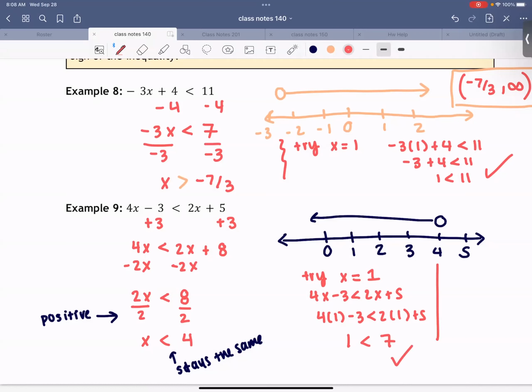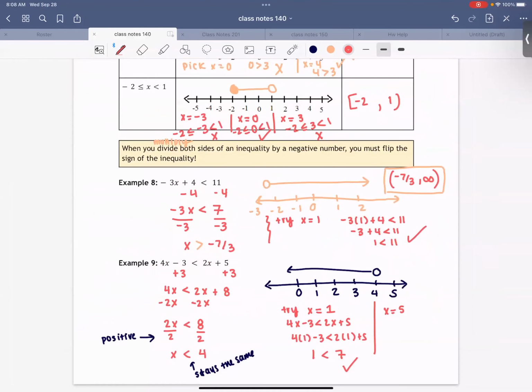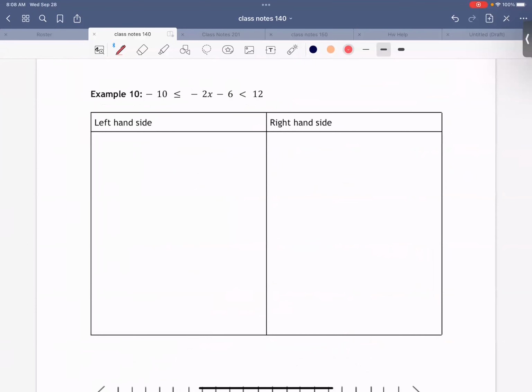Now, I'm not going to do it, but if I pick x equals 5 here, I would get something that wouldn't work. So that's why there's no error there. All right. Any questions on example 9? All right. Let's make things a little bit harder.